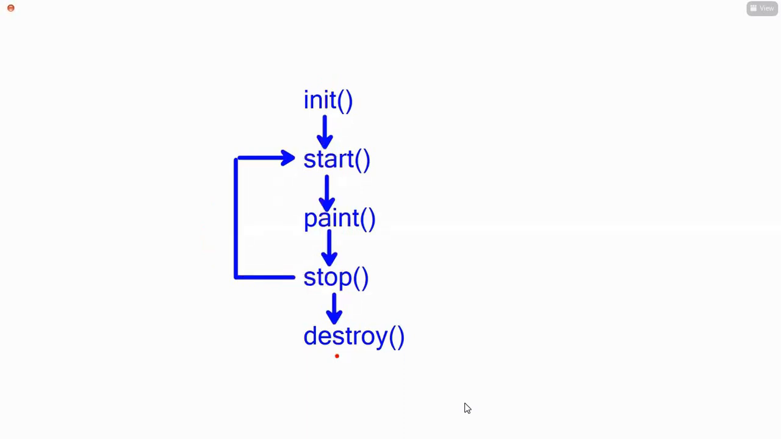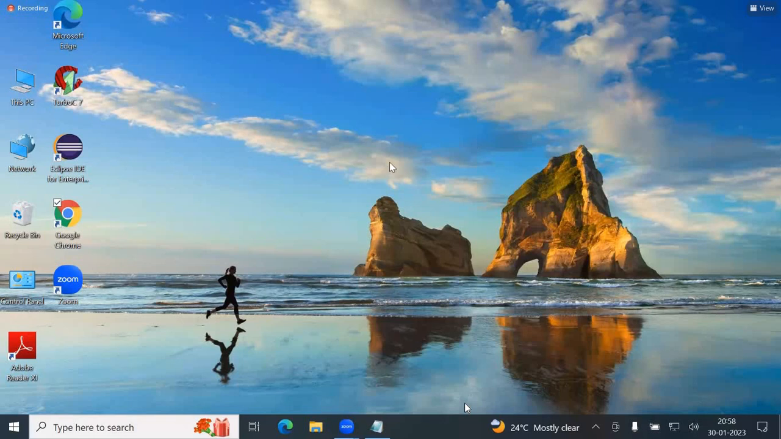Got it? Okay. Here, how many times is the init method called? Only one time, at loading time. How many times is destroy called? Only one time, while closing. Start, paint, stop are called many times, depending upon your activation and deactivation. Okay. This is the applet side.